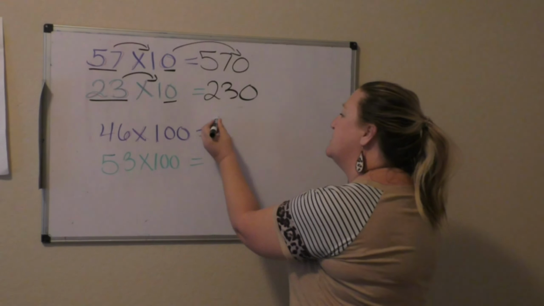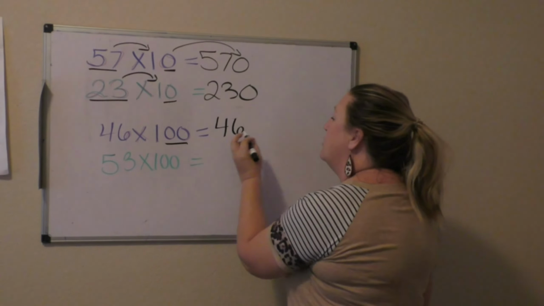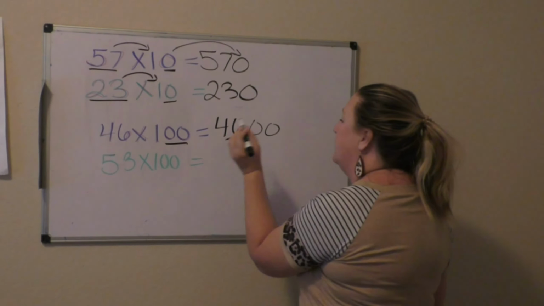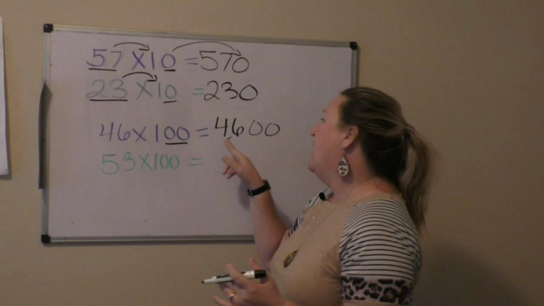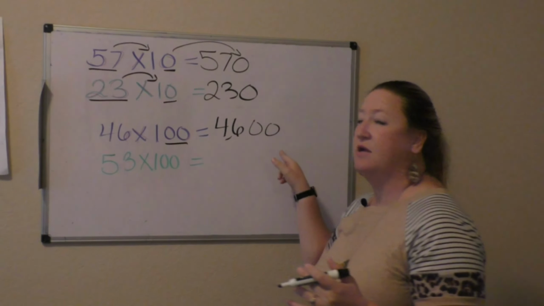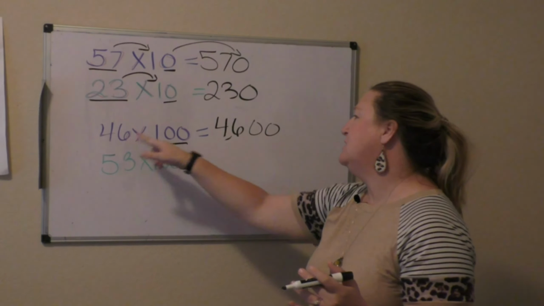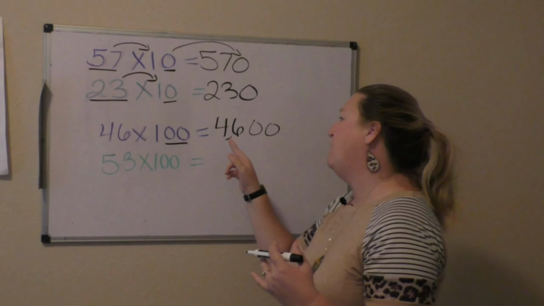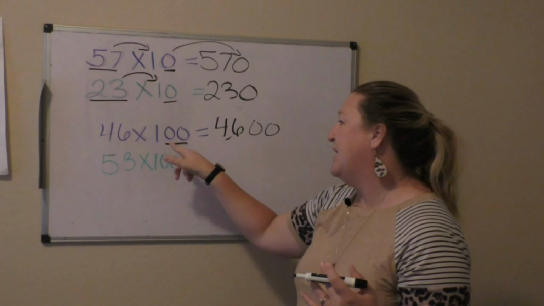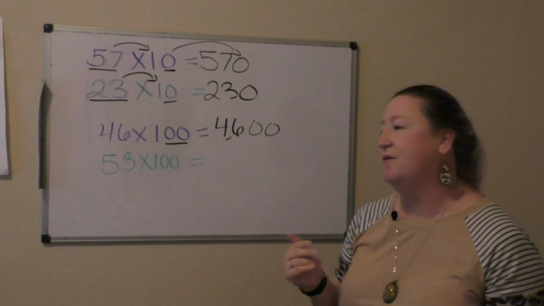We do the same exact thing for 46 times 100. My 46 stays the same, and I add 2 zeros. Everything gets shifted on the place value, and now I have 4,600. My 6 1s is now 600s. My 4 10s is now 4,000s. Because I had 2 zeros, it moves over 2 places on the place value.